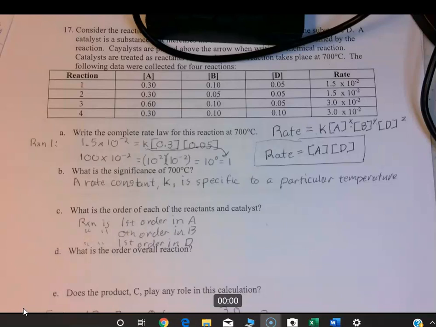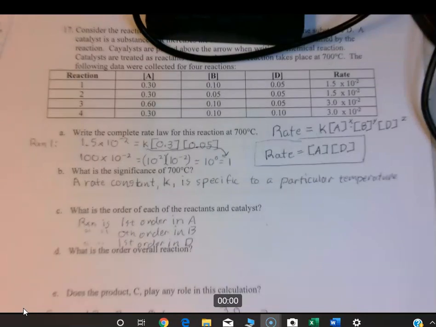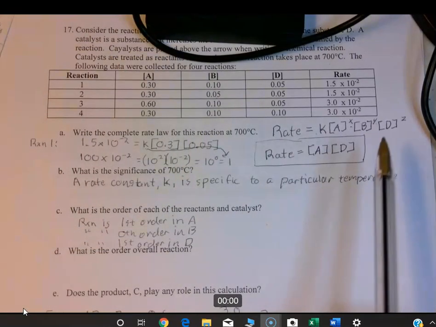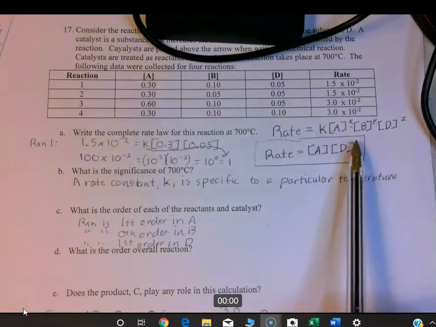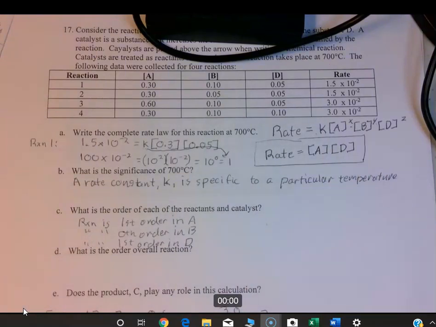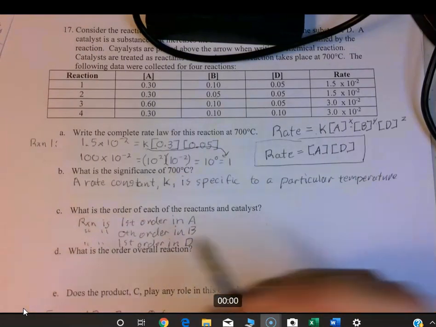Okay, what is the order of the overall reaction? Well, it's 1. We come up here. It's 1 plus 1 is 2. So this is a second order reaction.